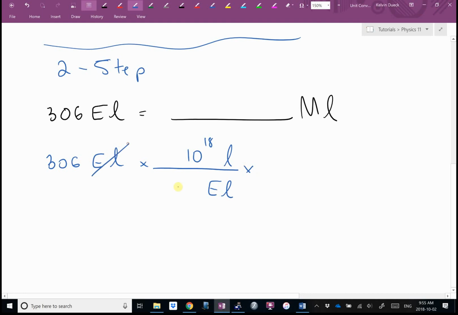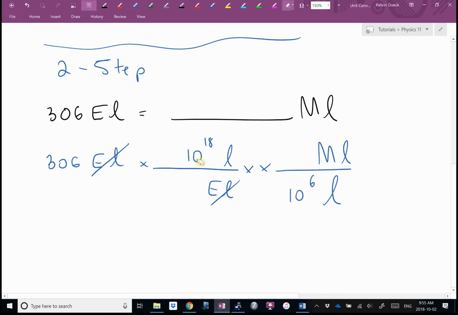Now, that gets rid of exa. This would be if I was in liters. Do I want to stop in liters? I want to stop in mega. So, I want liters to cancel. Megaliters left behind and on the top. What's mega? Where's the 10 to the 6 going to go?